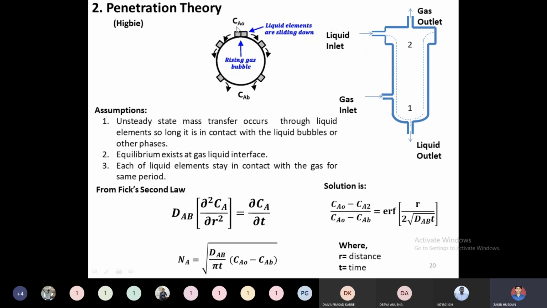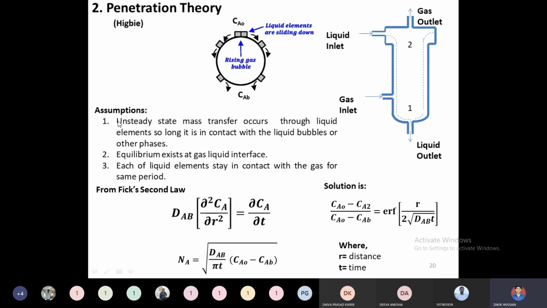The same case applies to the second packet: it will take the same 1 second. The third packet also will take 1 second to reach the bulk concentration, to drop out of that bubble, he is saying. So each packet will have the same uniform contact time, the same period of time it is in contact.